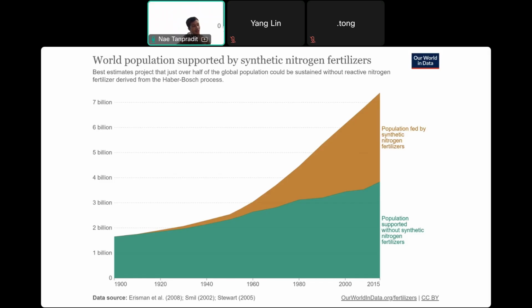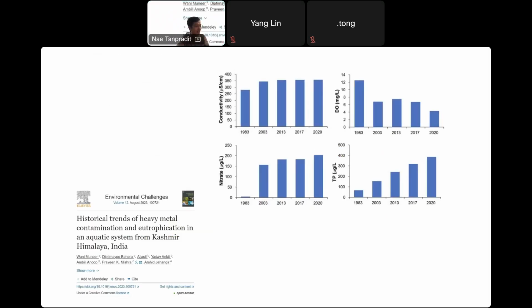At first, before synthetic fertilizer, we had manure. We put fertilizer from the dung, the feces of animals, to make the plants grow. But now there is only more and more synthetic nitrogen fertilizer.